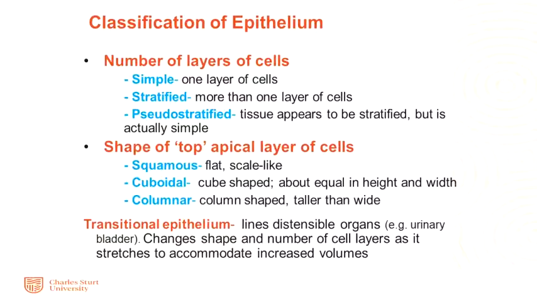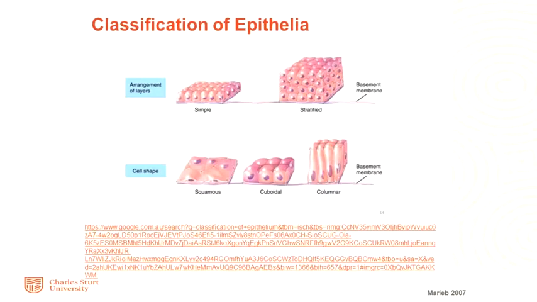And then we also have this weird one which looks stratified, but it's actually one layer, and this is why it's called pseudostratified. When you look at it, because the cells are a funny shape, and because the nucleus is in a different place, you think there are multiple layers, but each cell is actually just connected to connective tissue. Okay, so we're going to have a look at those now.